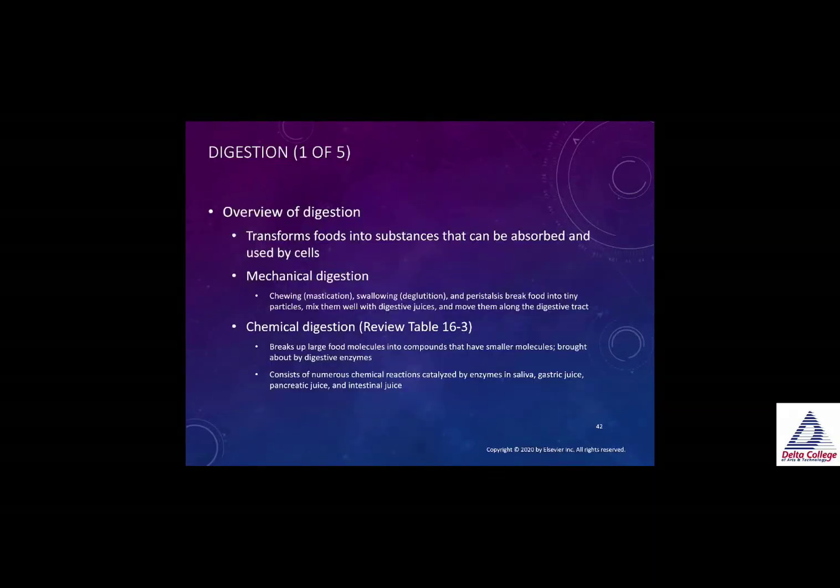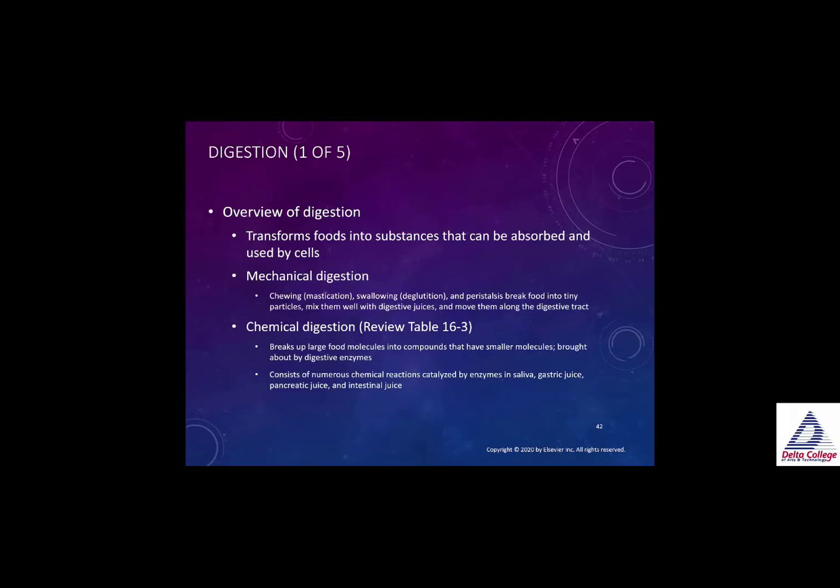So the basics of digestion. Digestion transforms foods into substances that can be absorbed and used by cells. Mechanical digestion includes chewing, which is called mastication, swallowing, which is called deglutition, and peristalsis, which breaks food into tiny particles, mixes them well with digestive juices, and moves them along the digestive tract.